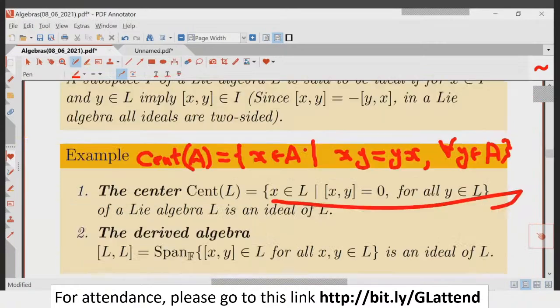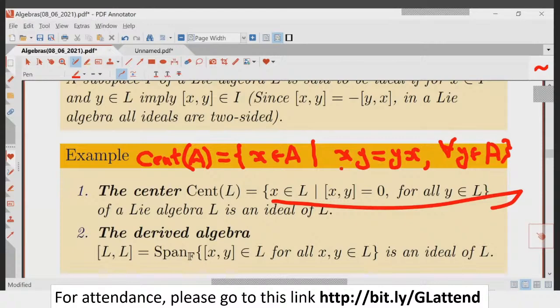Center means, in an associative algebra, the center must go to the algebra center. So that's why if you consider an associative algebra A and you take the minus algebra, then it will be the algebra. So this center comes to the center of the algebra. So that's why the center is defined this way: xy is 0 for all y from L.